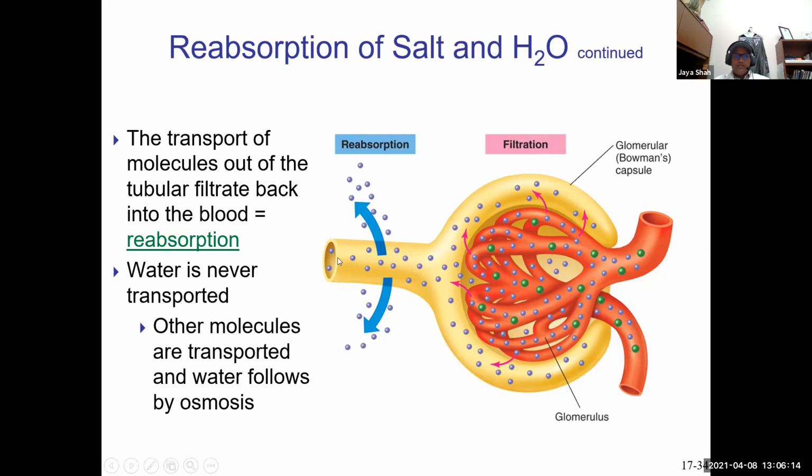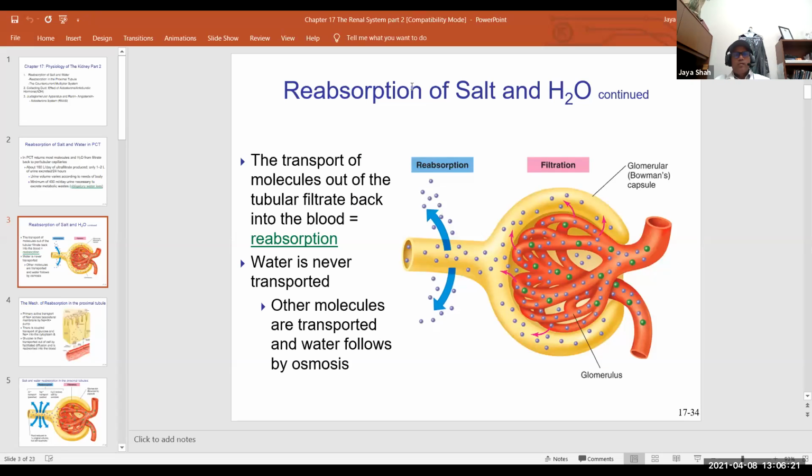So first, what happens? In this wall, we have cells here, yes? We have a cell here, and this cell has two surfaces. The inner surface, towards the lumen, is called the apical surface. And outside, which is facing the interstitium, it's called the basolateral surface.